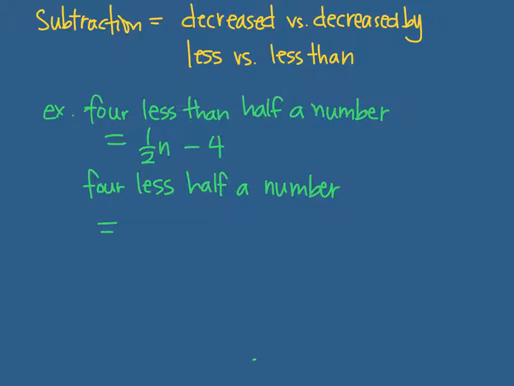If the word than is not there, then the order stays as it is. If it's just 4 less half a number, then it's going to be 4 minus half n. And those are two different things. Subtraction, the order does matter. And so if you need to think of it like a visual, which one is heavier, which one is worth more of a value, watch out for the word than. That word by, the decrease and the decreased by, acts the same way. Okay, if you have the word by, decreased by, then that's going to affect the order.